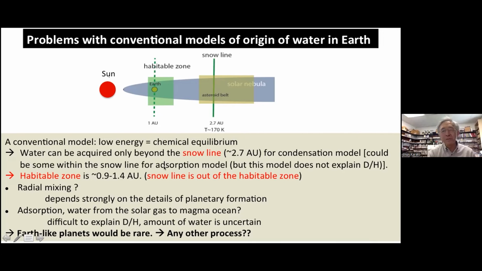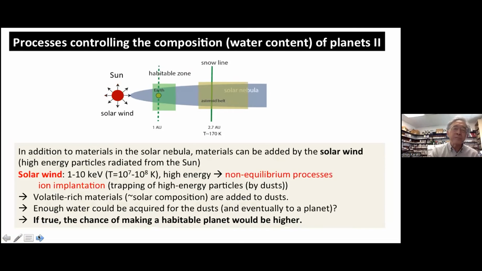There are a few hypotheses proposed, but none of them, to me, looks very convincing. So I started to speculate about an alternative mechanism involving non-equilibrium processes. Not only are gas and dust in chemical equilibrium, but the sun radiates lots of high energy particles as a solar wind. Those are quite energetic, and a large amount of hydrogen is emitted from the sun. Therefore, there is a chance that some particles in the solar nebula can get hydrogen and other elements from the solar wind. That's a speculation.